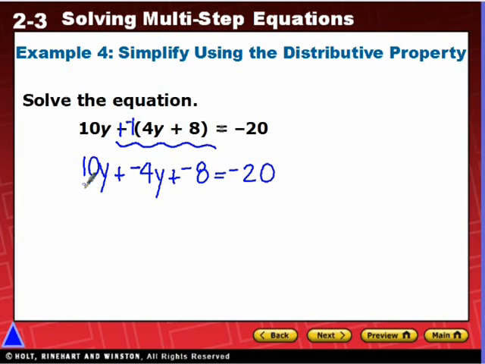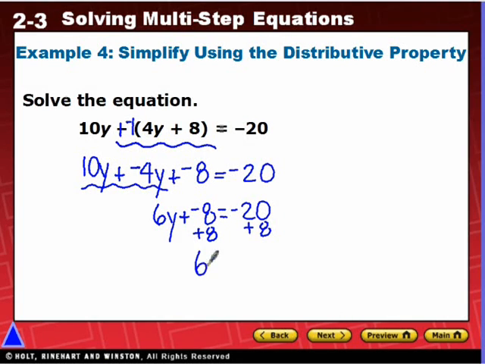Now I can combine my like terms, right? And I get 6y plus negative 8 equals negative 20. Add 8 to both sides, and I have 6y equals negative 12. I'm almost going to run out of room here. Divide both sides by 6, and I get y equals negative 2.